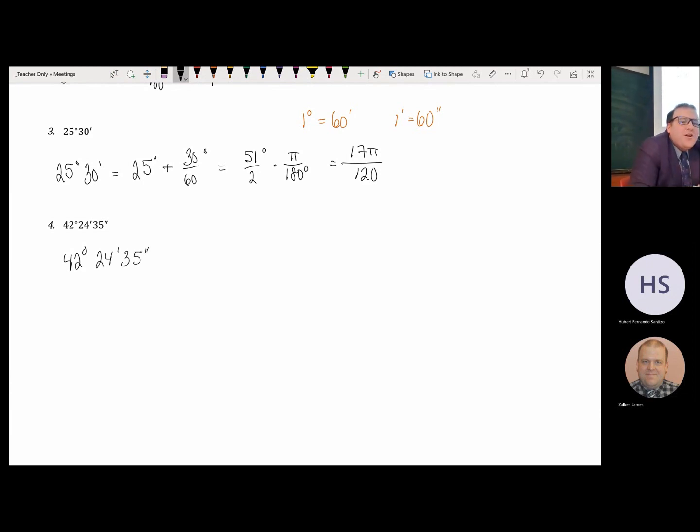42 degrees, 24 arc minutes, and 35 arc seconds. We're going to get 42 degrees plus 24 over 60 degrees plus 35 over 3,600 degrees.